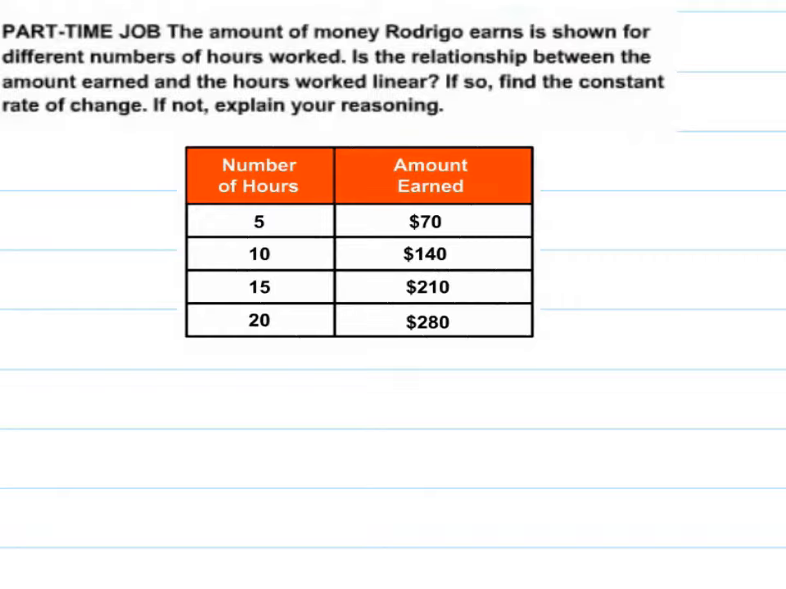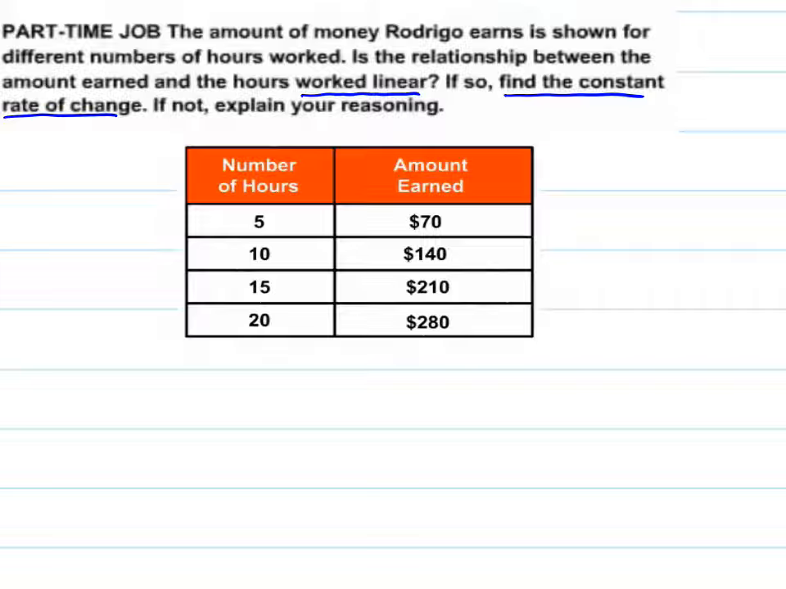Part-time job. The amount of money that Rodrigo earns is shown for different numbers of hours worked. Is the relationship between the amount earned and the hours worked linear? So in other words, if we were to graph this, would it become a straight line? We don't want to be graphing yet. There's no need to graph. We can find if it's linear without graphing. If so, find the constant rate of change. And if it's not linear, explain your reasoning.